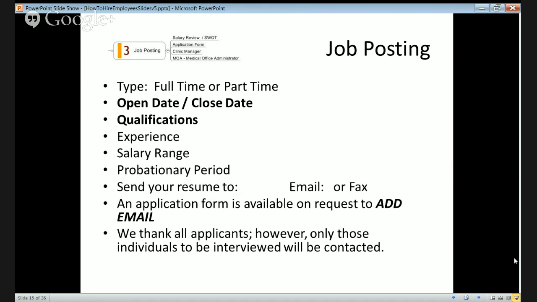So be as specific as possible in your job postings. You're going to probably get fewer applications, but you're going to get better quality applications. The more meaningful that you make that job posting, the more likely that you will receive candidates that meet your expectations. Now, the next question is, where are you going to put that job posting?